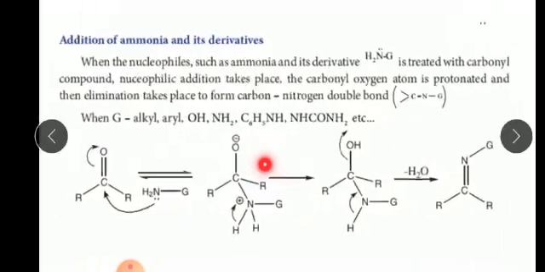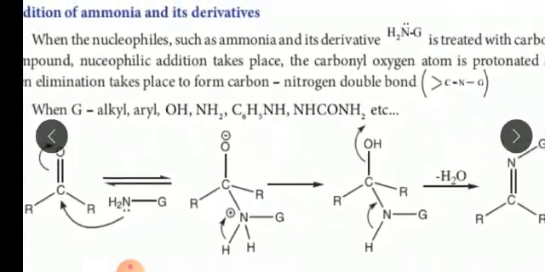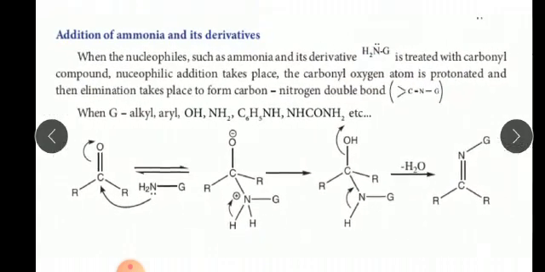And here, ammonia derivatives: nucleophiles such as ammonia and its derivatives, that is H2N-G. Ammonia means NH3, and in the derivatives NH2, the pair of electrons on the nitrogen reacts with a carbonyl compound. Nucleophilic addition takes place. Here G may denote an alkyl, aryl, OH group, NH2 group, C6H5NH group, NHCONH2 group, and so on.